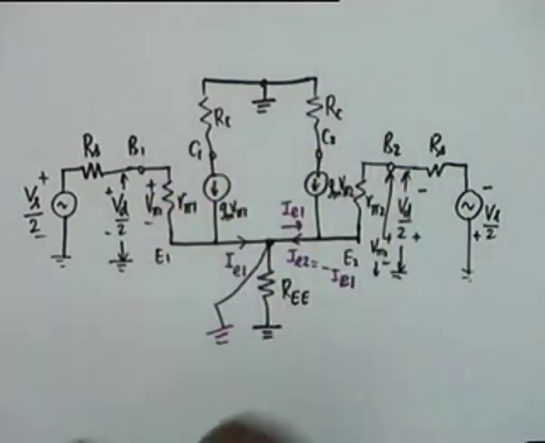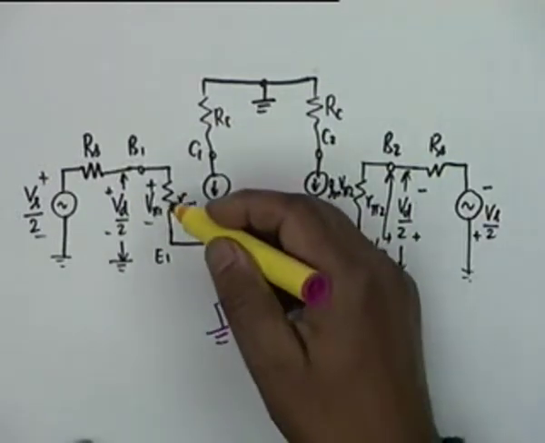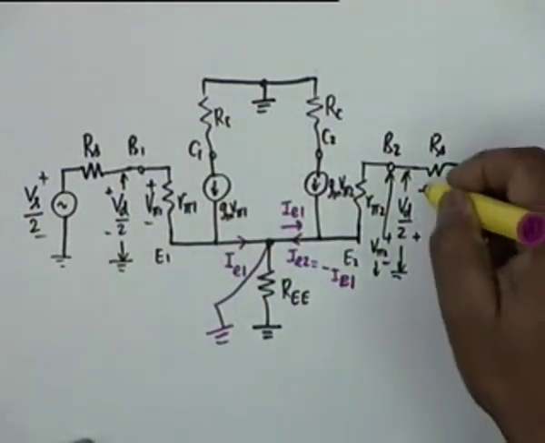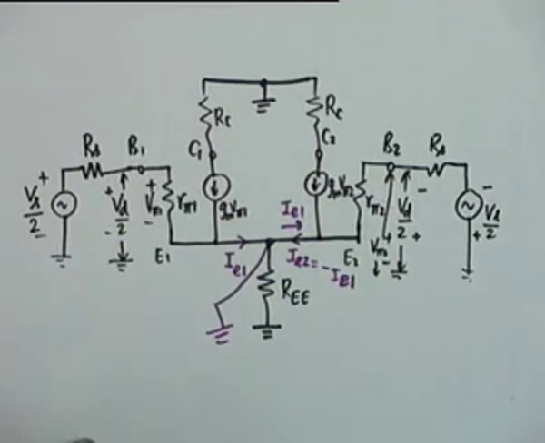Vd by 2 would be equal to V pi 1. Quite correct. Vd by 2 here would be minus V pi 2.